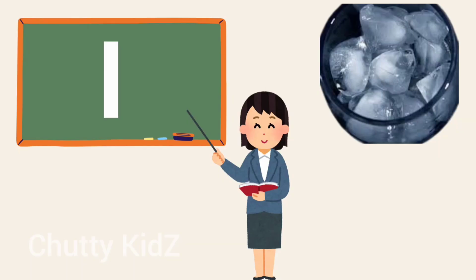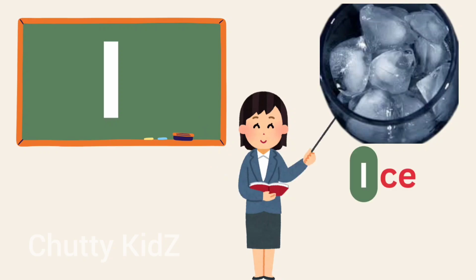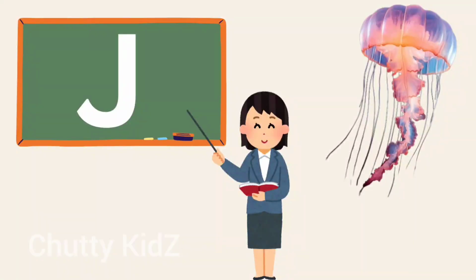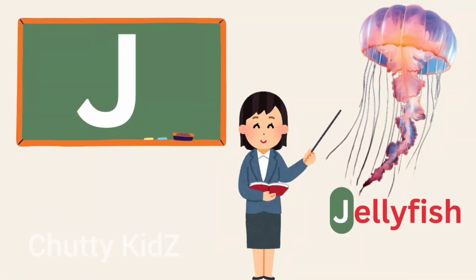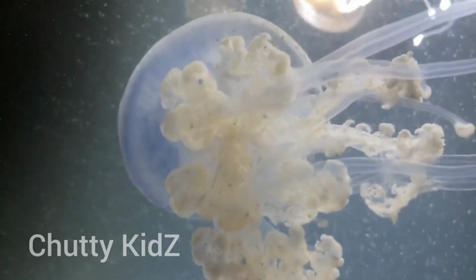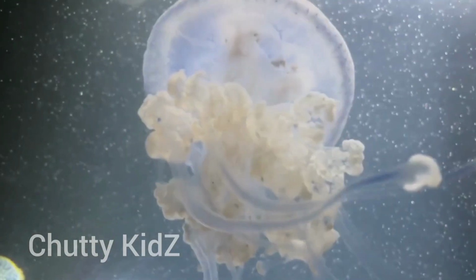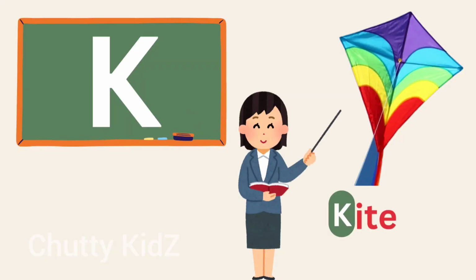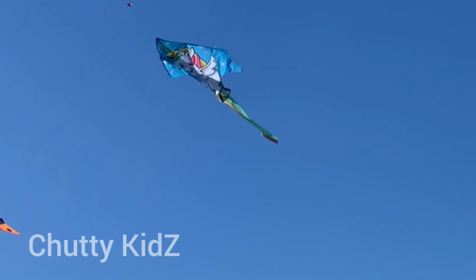I. I for ice. I. I for ice. J. J for jellyfish. J. J for jellyfish. K. K for kite. K. K for kite.